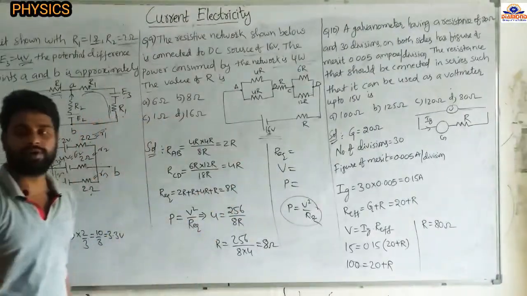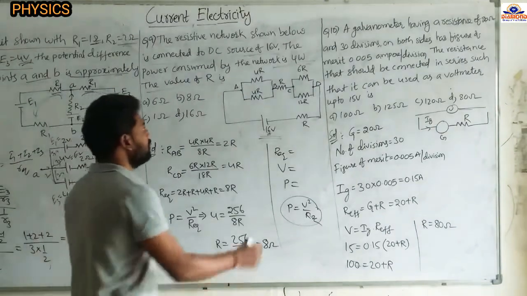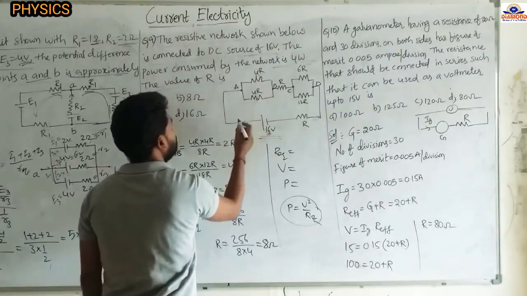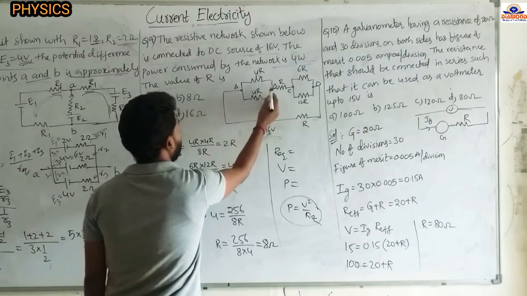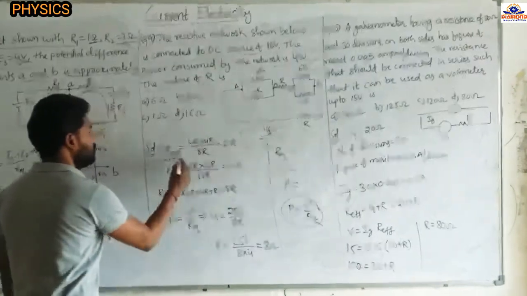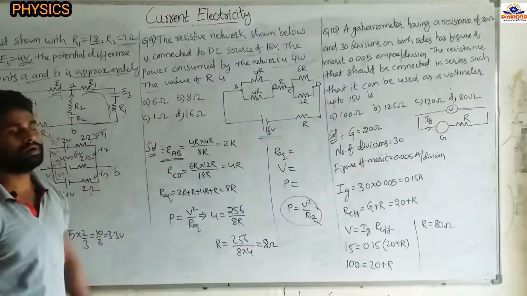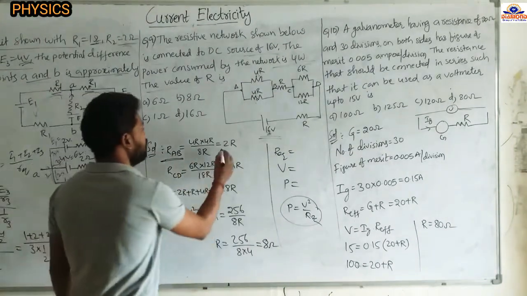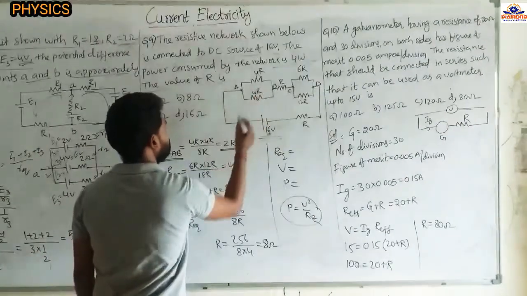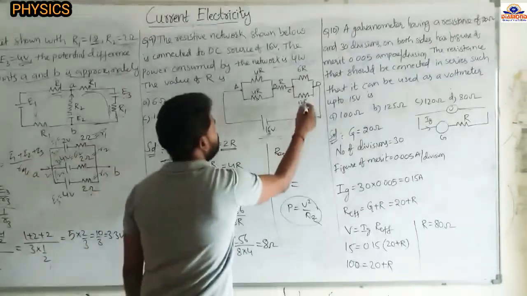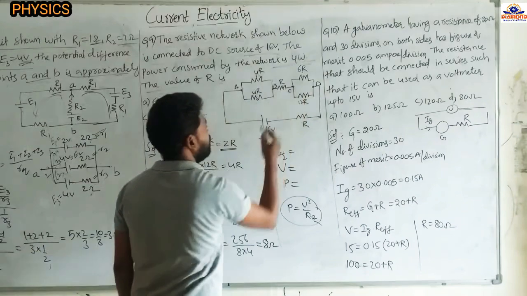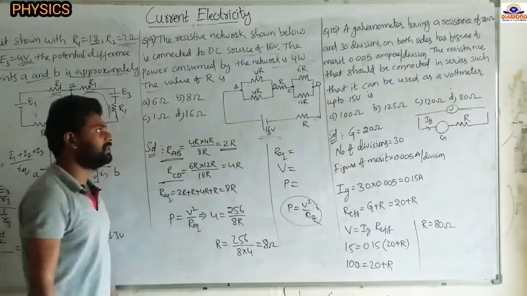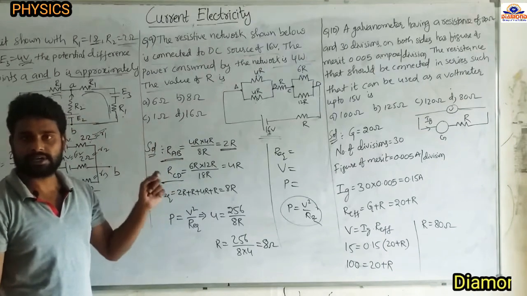First we have to find the R equivalent. See this one first: these two are in parallel. The resistance between points A and B is the parallel combination of these two resistors, that is 4R into 4R by 4R plus 4R. 4R plus 4R is 8R, so the equivalent resistance between A and B is 2R. And these two resistors are also in parallel combination. The equivalent resistance between C and D is 6R into 12R by 6R plus 12R.